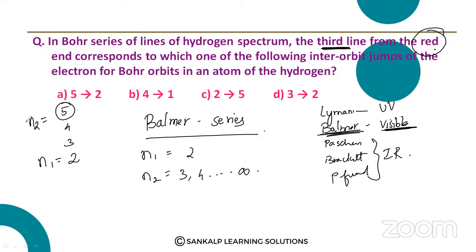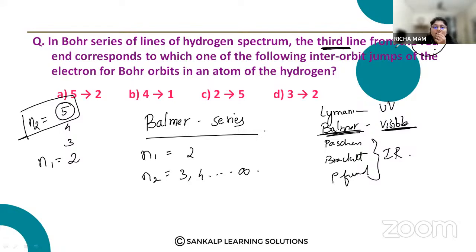So our N2 is 5. Okay, so the inter-orbit jump is from what? It is from 5 to N, that is N1 is equal to 2 to 5. So that is 5 to 2. Okay, option number A. Option number A is the answer.